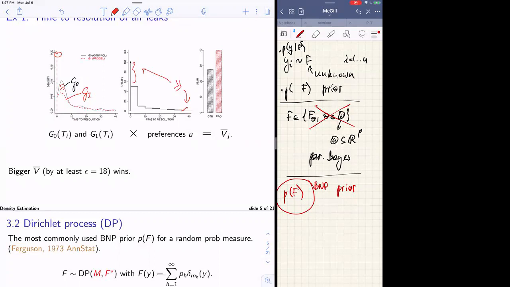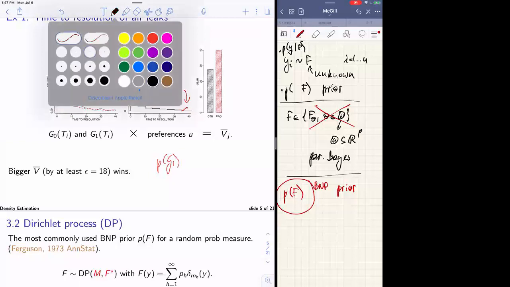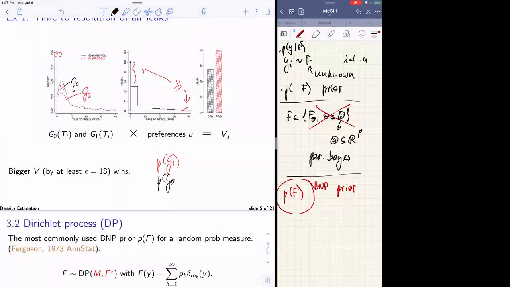I don't want to dwell too much on the example. It's, I think, a very nice example by itself too. I just wanted to bring this as a motivation. To make this example work, we need a probability model, we need a P of G1, and we need a P of G0. And in short, what we'll assume is that this comes from a so-called Dirichlet process prior, and that's what we'll talk about now.